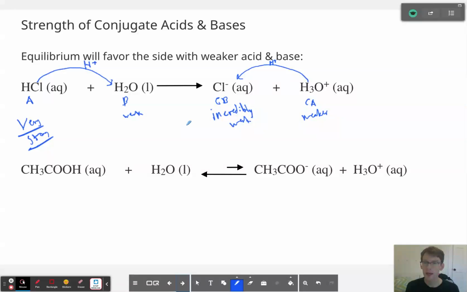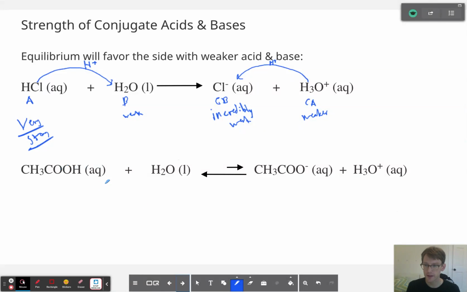So what we get to is that we have a weaker base relative to the initial base, and we have a weaker acid relative to the initial acid. And so equilibrium is going to favor this side, but it's going to favor this side pretty much to 100% because chloride is basically a non-base. And we're going to get into quantifying that in just a moment.